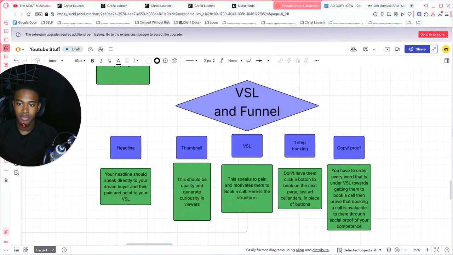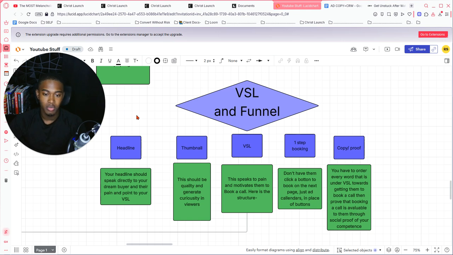Now, VSL and funnel. So the headline should be speaking directly to your dream buyer and their pain point, and it needs to point to your VSL. Meaning, your headline is getting them interested enough to click on the VSL. The VSL is getting them interested enough to book a call, and that's the format there.